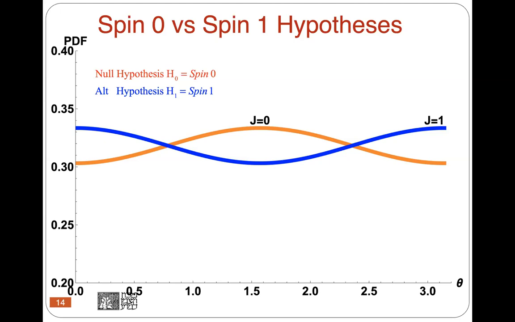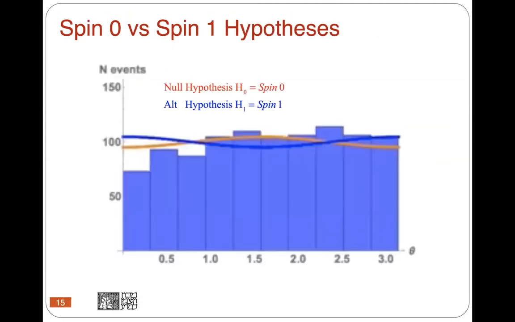A spin zero distribution will look like the red one. So it's like a bump, say. And the spin one will look like a curve here, which goes down, you see, like a hole here. So now we have to look at our data, run it for a year or two or whatever, and decide if the data is compatible with the spin zero or the spin one, with the red or the blue.